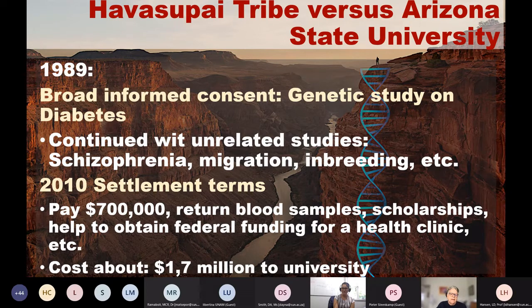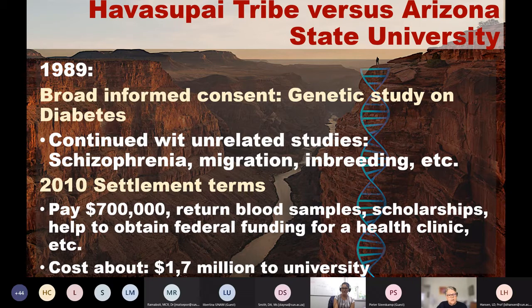Of course, the research scientist said she had broad consent. When that was reflected on, that was not true. And eventually, the university had to pay the community something like $700,000.